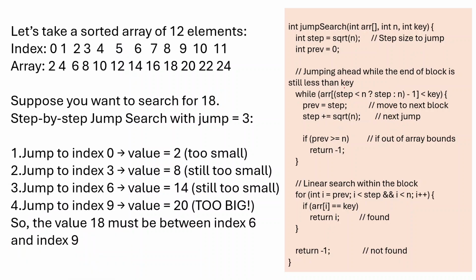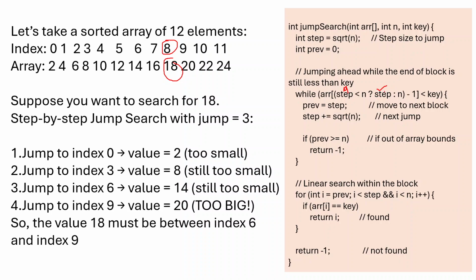Step is 9. So 9 is lesser than 12, correct? So array of step minus 1. Now what happens over here? Now array of 8. In the array of 8, we have data called 18. It's not lesser than the key, it's equal to the key. So now what happens over here?